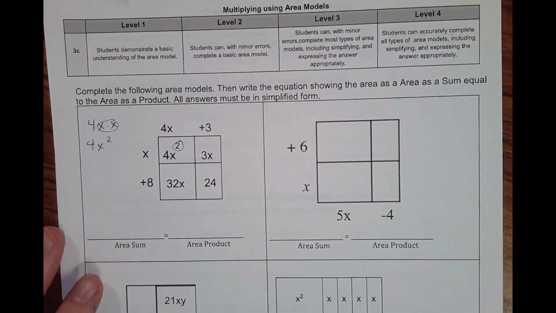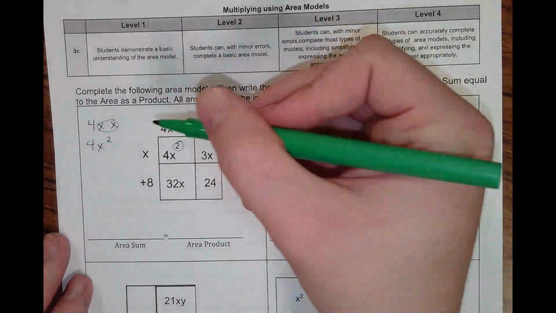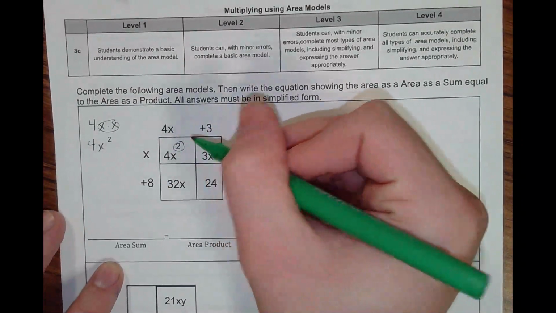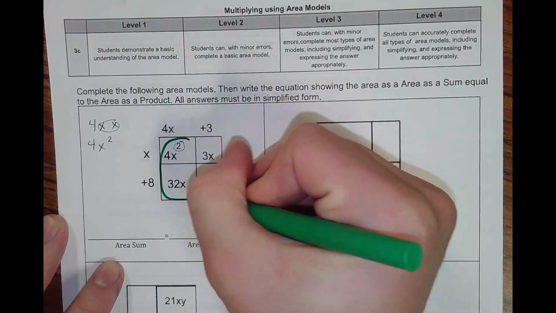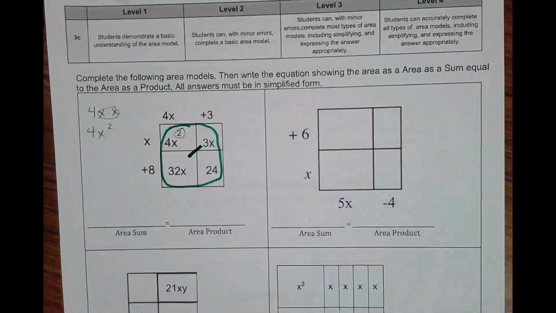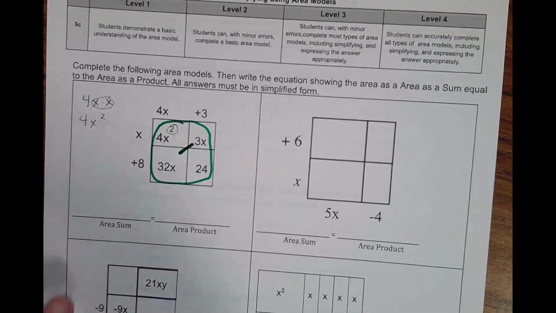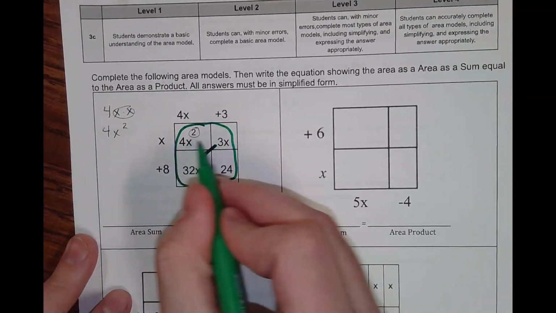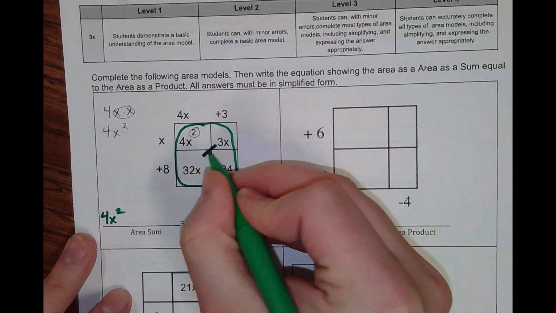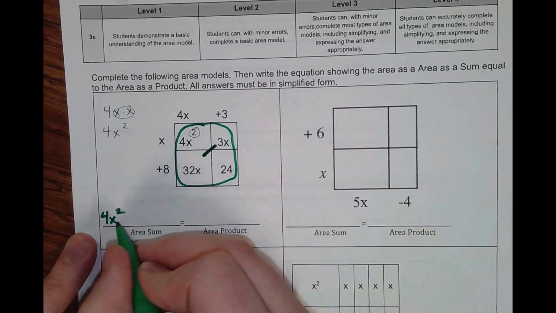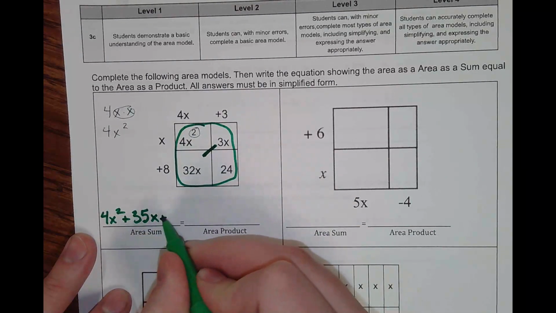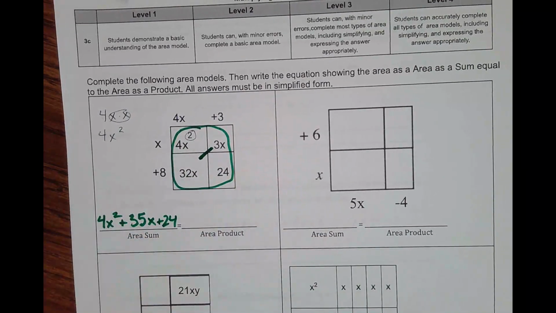Okay, so next thing I want to point out is there's a difference between area sum and area product. Area sum is just whenever I add up all of the inside area, what will I get? Keep in mind there's going to be like terms sometimes, and I must add them together. So if I add up all of these terms, I will get 4x squared, 32x plus 3x, like 32 apples plus 3 apples. It's going to be 35 apples, like terms. And finally, we're going to get 24. So this is my area sum, the sum of the inside.